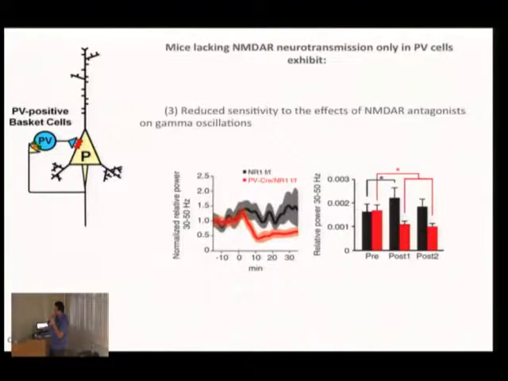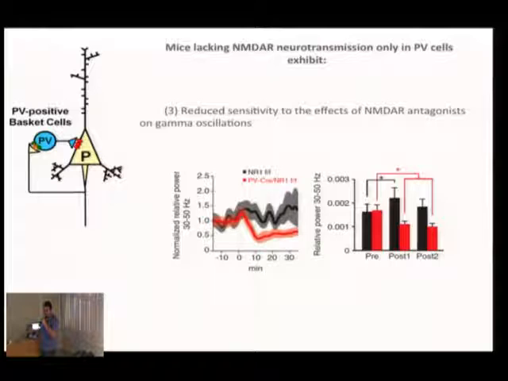And also, if you apply MK801 here, IP, you can see actually an enhancement of gamma oscillations in NR1 flox, that's the animal control, like PV-Cre. And then actually a decrease in gamma power in PV-Cre NR1. So there is a reduced sensitivity to the effects of NMDAR antagonists on gamma oscillations, which means that the target of the MK801 should be NMDA receptors in PV neurons.